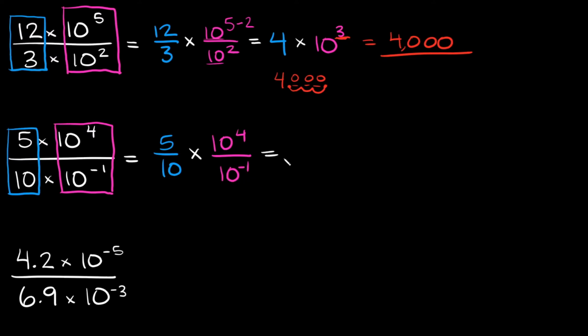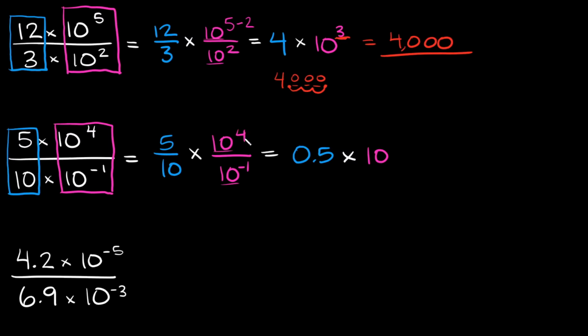Okay, so let's simplify some stuff. 5 over 10 is equal to 1/2, and 1/2 is also the same thing as 0.5. And then we're going to multiply that by our other little fraction right here. Again, we have the same base, a 10 and a 10, so you just keep the 10. And then in order to divide the exponents, all you have to do is subtract them.